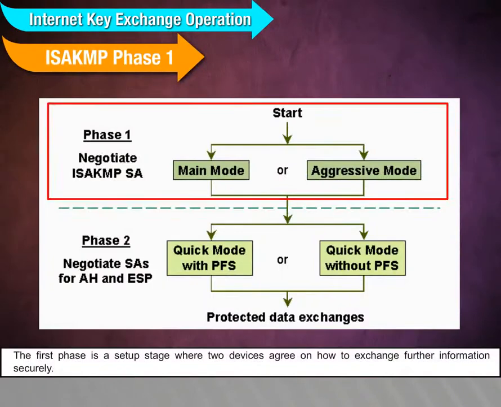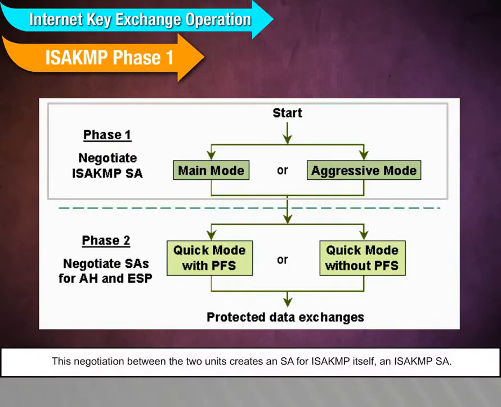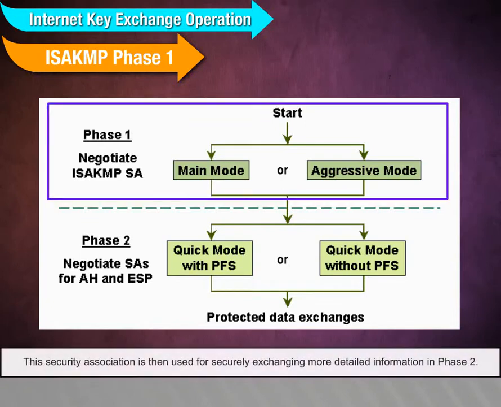ISAKMP Phase 1. The first phase is a setup stage where two devices agree on how to exchange further information securely. This negotiation between the two units creates an SA for ISAKMP itself, the ISAKMP SA. The security association is then used for securely exchanging more detailed information in Phase 2.